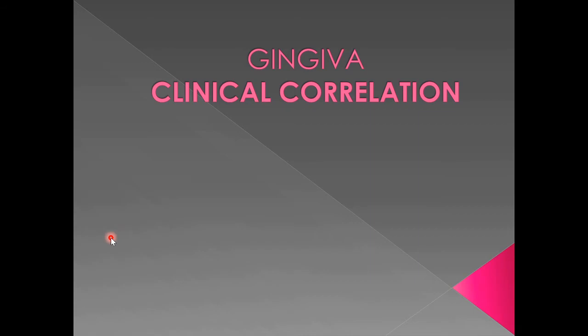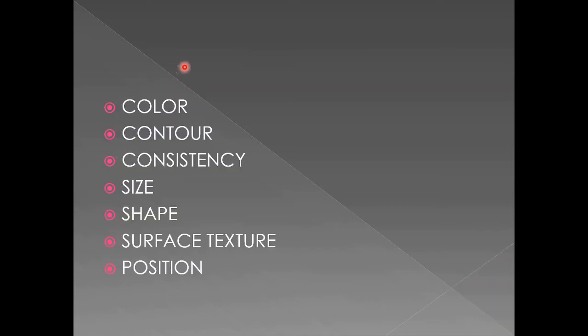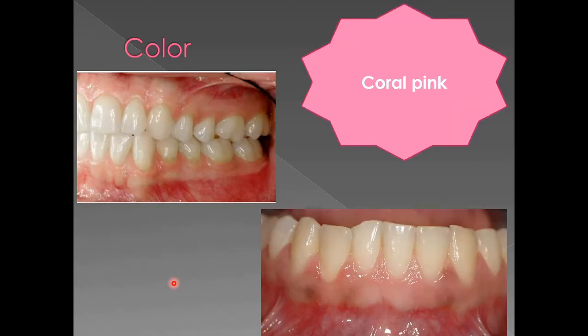Today we'll be seeing about the gingiva, its clinical correlation. So basically the clinical features of gingiva will be discussed today. So these are all the topics that I'll be covering. That is the normal color, contour, consistency, size and shape, and the surface texture and the position of the gingiva in its normal features. So first we will look into the color of the gingiva.